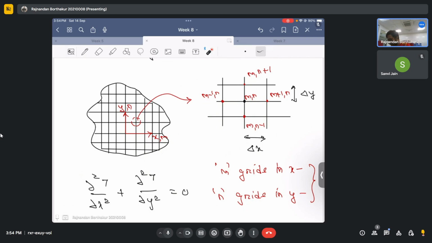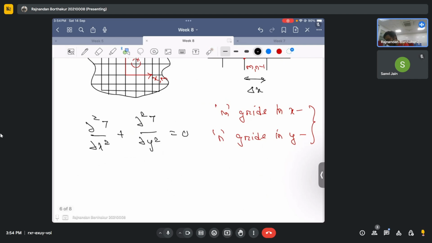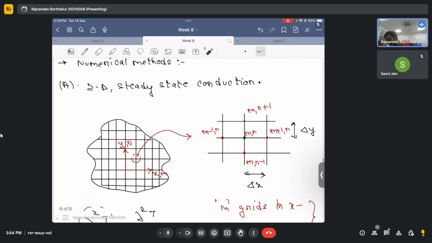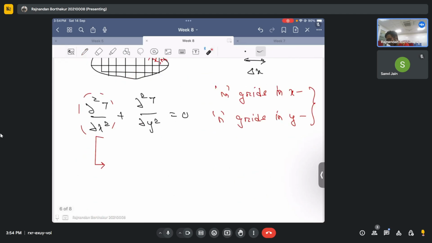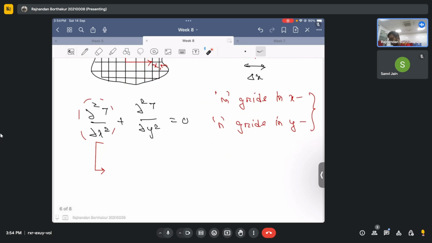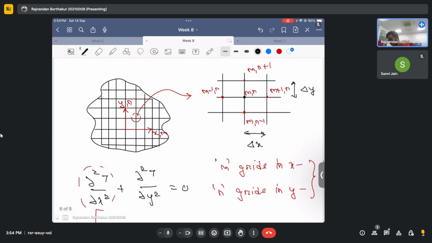Now, can you tell me how do I write this del 2T by del x2 in terms of the temperatures at these grid points? Because the idea is that I now need to transform this second order PDE into an algebraic equation. There is something known as the central difference scheme, and a forward difference scheme, in the finite difference method. So how can I write this del 2T by del x2 in terms of the temperatures at these grid points?